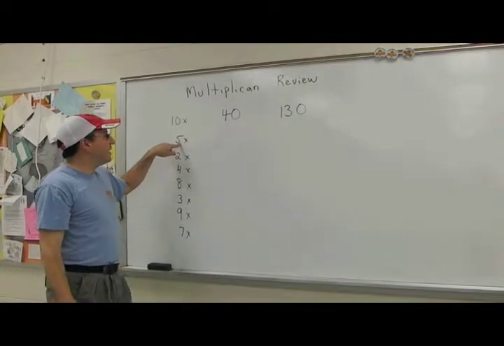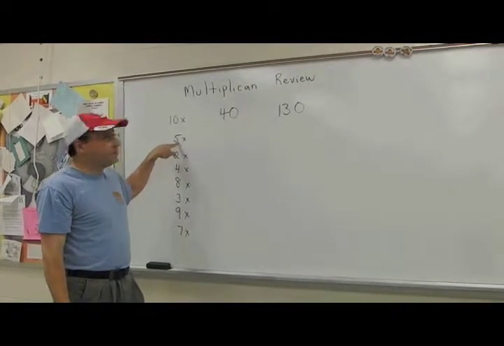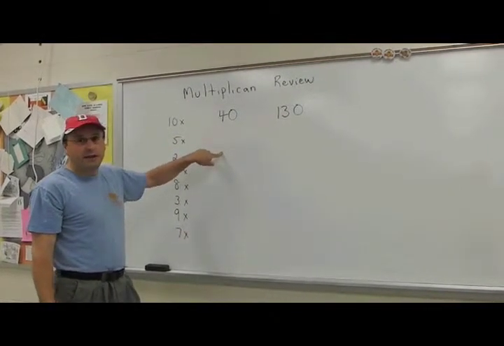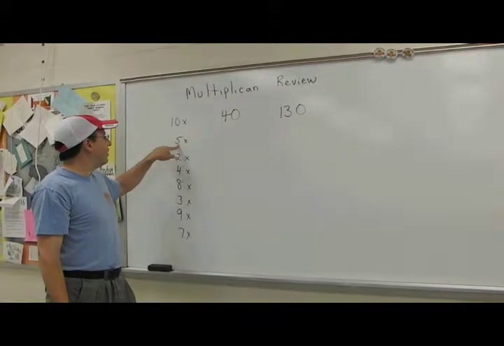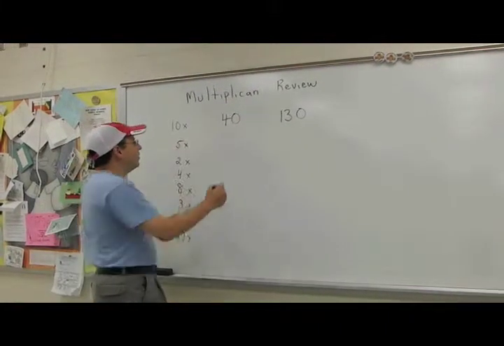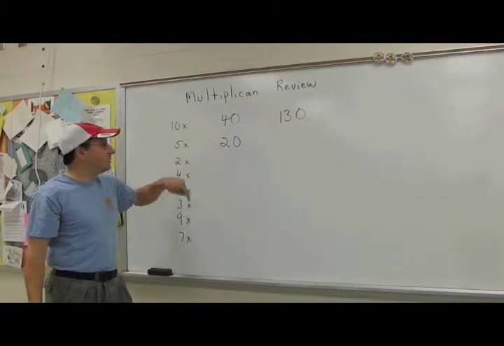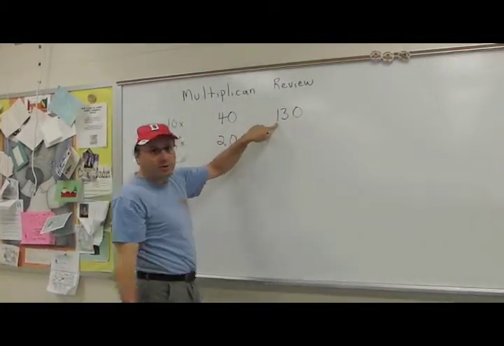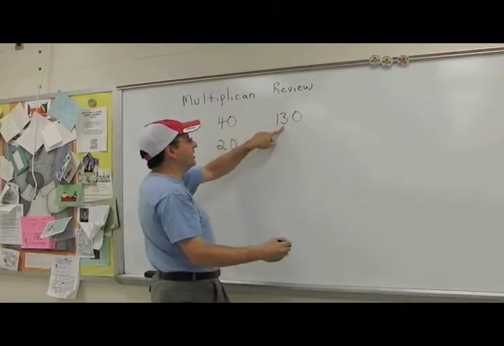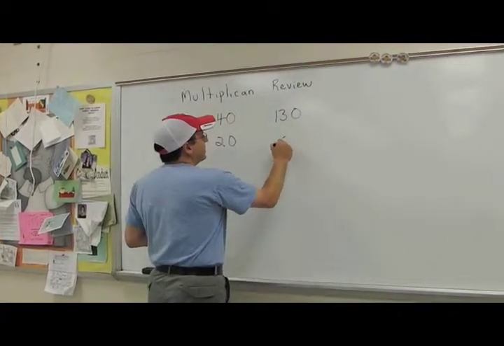Okay, 5 times table, the best thing I can tell you is do the 10 times table and then cut it in half. So 5 times 4 would be 20. It's half of what you have for 10 times. Same thing here with 130. What you do is take this and cut it in half, so you get 65.